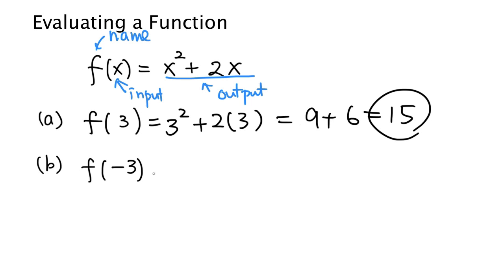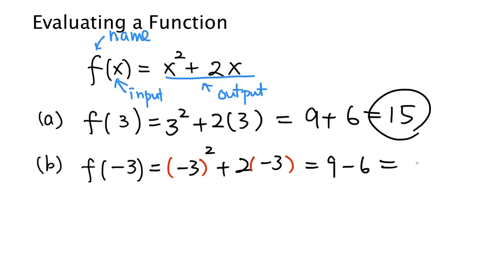Okay, now let's look at the next problem. We have f of negative 3. When the given value is a negative number, we have to use parentheses. So when you replace x with the number, use parentheses and put negative 3 in there. So we have parentheses negative 3 squared plus 2 times, again, parentheses, negative 3. The negative 3 squared is positive 9, and 2 times negative 3 is minus 6, so 9 minus 6 is 3, so this is the answer.